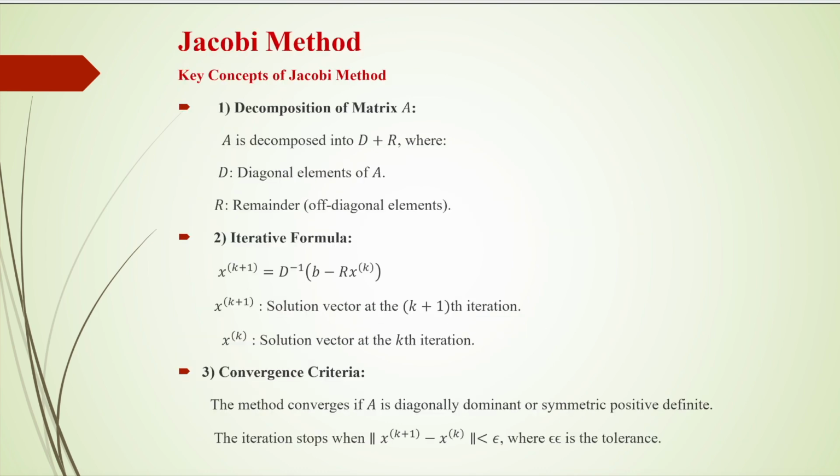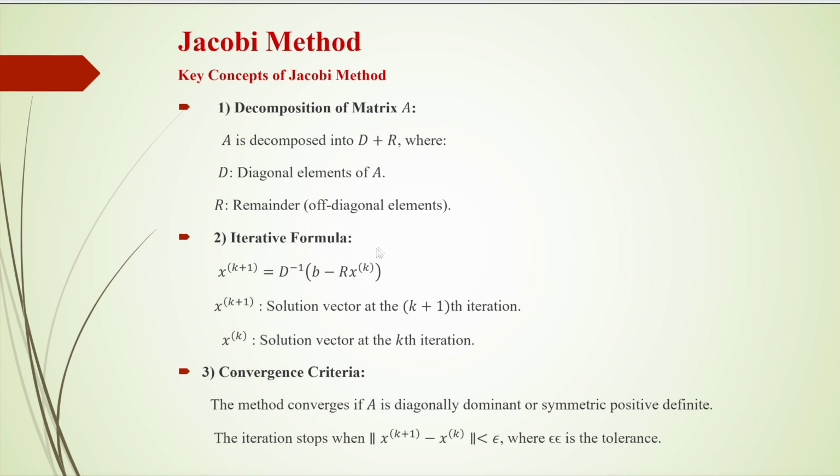Then the next method is Jacobi's method. The key concept of Jacobi's method: first we have to decompose the matrix A into D plus R, where D is the diagonal elements of the matrix A and R is the remainder of the off-diagonal elements. Then we have to use the iterative formula.